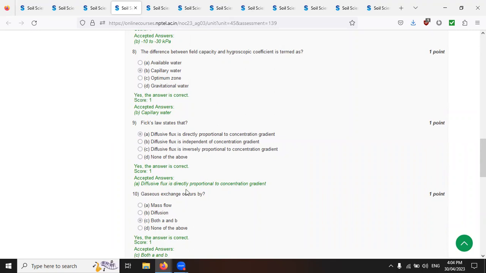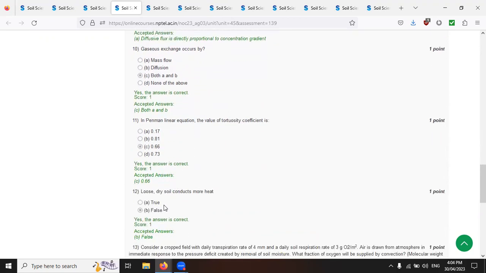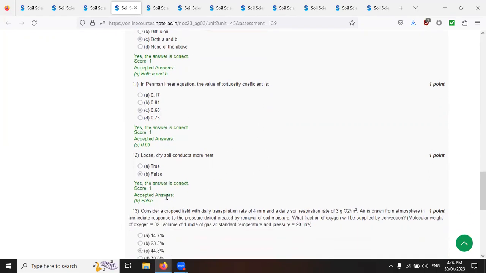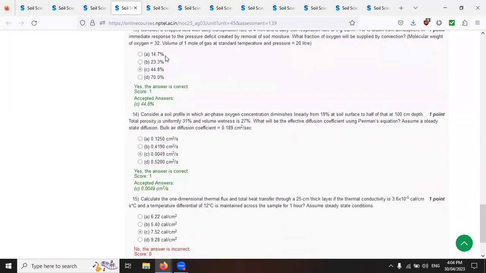Gaseous exchange occurs by mass flow or diffusion. Well, it's both. In Penman's linear equation, the transmission coefficient is 0.66. Loose, dry soil conducts more heat, does it? No. It radiates, gets rid of it. And here's some maths that I'm not going to go through. Sweet, next one.